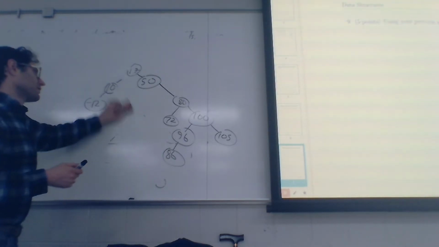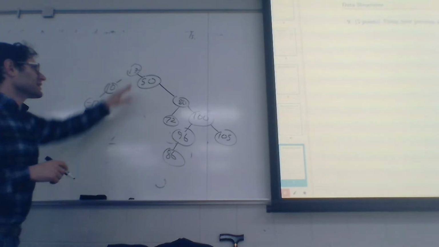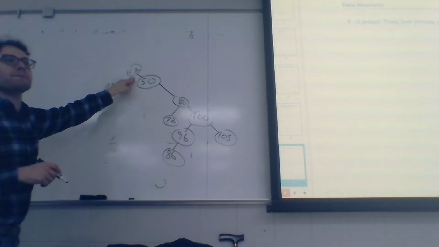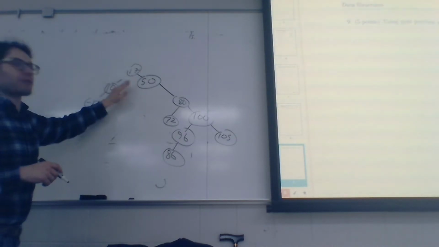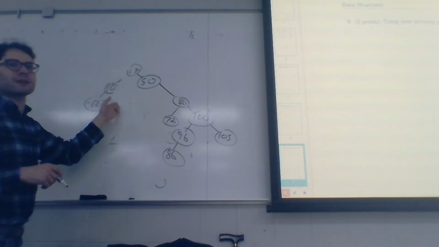And I'll just go ahead and delete that because that's not going to make any sense if I can't keep that up there anymore. Okay, deleting 17. We have to find the biggest thing that's smaller than it. So we go one step to the left. We go as far as we can to the right, which means we can't go anywhere at all.